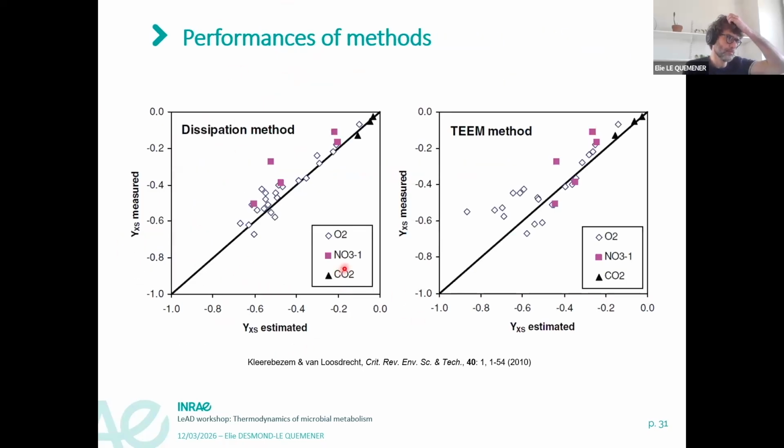And if you compare the two methods, here you have measured yield versus estimated yield with the dissipation method, and measured yield versus estimated yield with the electron equivalent method. So if the method is perfect, the points are supposed to be on this line. And you see that, well, it's never perfect. We don't expect it to be perfect, but we see that both methods are more or less correct. And in fact, people show that they are more or less equivalent. So for me, the best method is the dissipation method, because it's simpler than the other method.